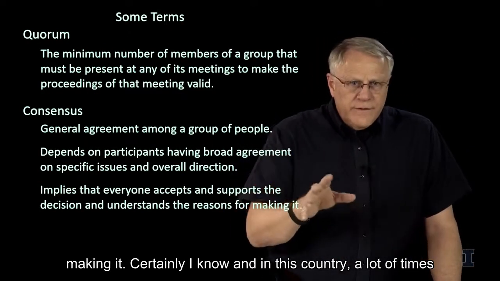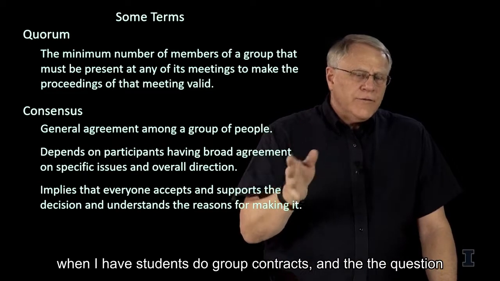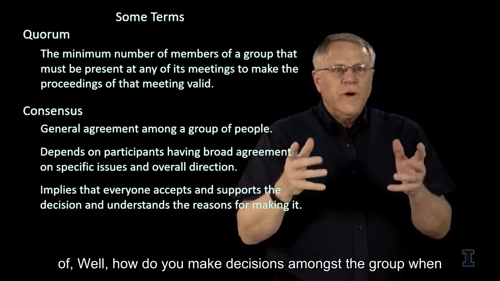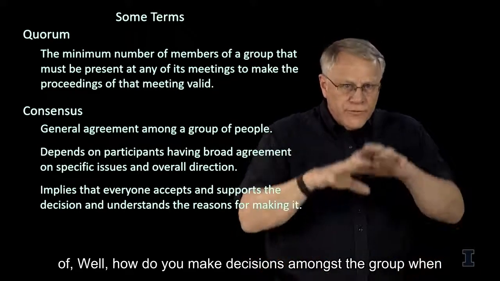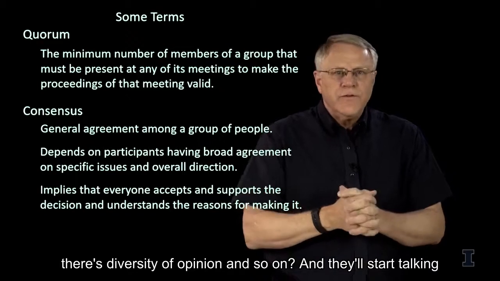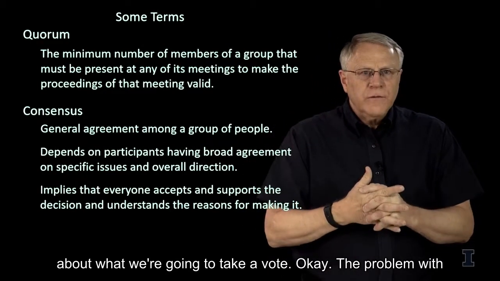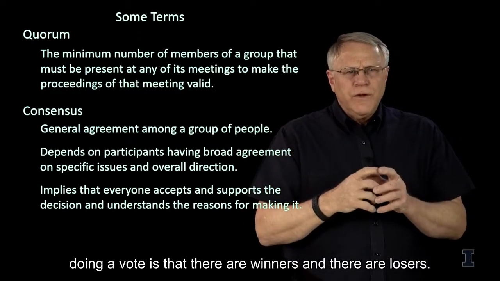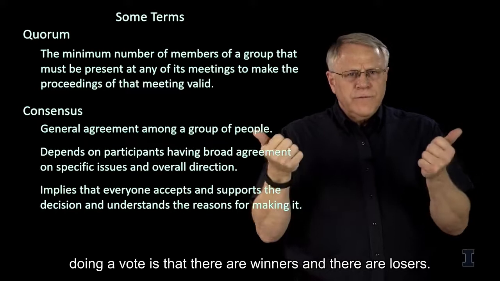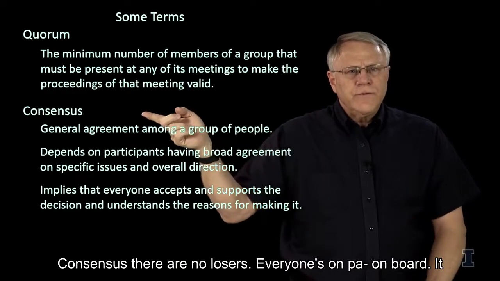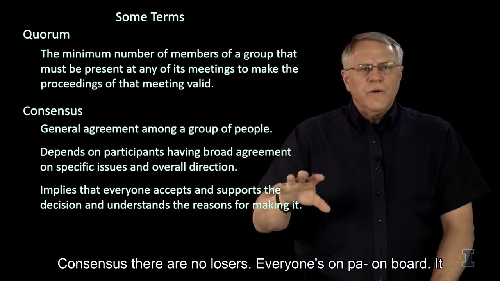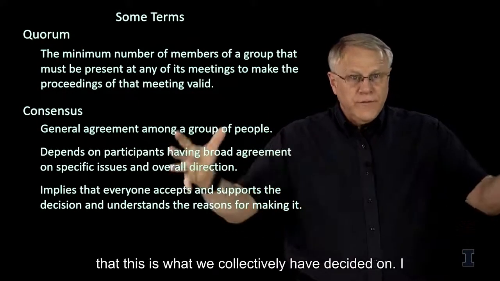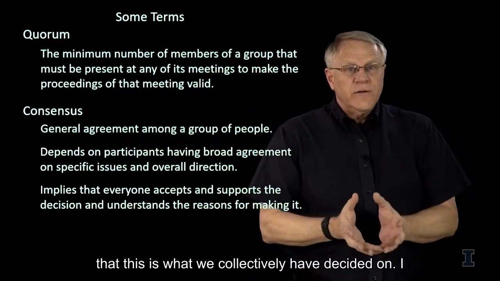Certainly I know in this country, a lot of times when I have students do group contracts, and the question comes up of, well, how do you make decisions amongst the group when there's diversity of opinion and so on? They'll start talking about, well, we're going to take a vote. Okay, the problem with doing a vote is that there are winners and there are losers. Consensus, there are no losers. Everyone's on board. It may not be exactly what I want as one individual, but I'm okay that this is what we collectively have decided on.